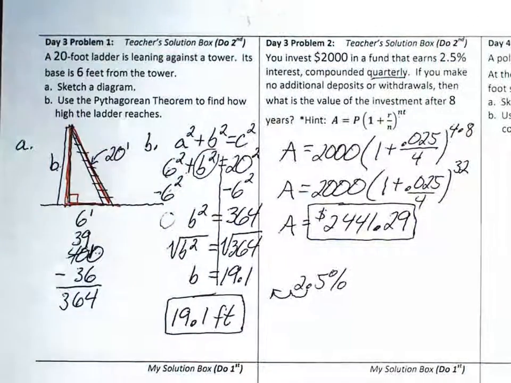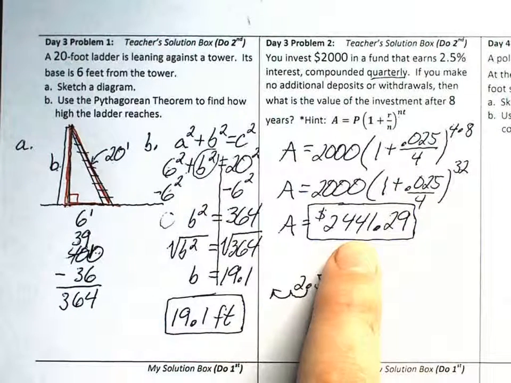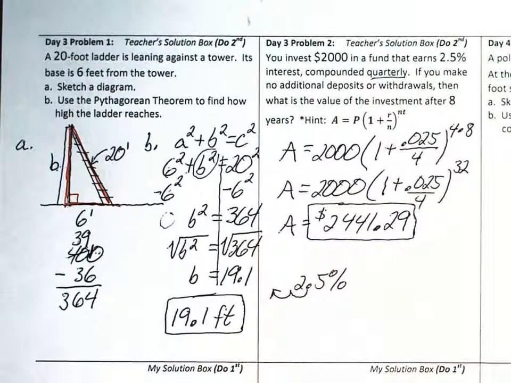We had $2,000, somehow earned it at a job, maybe we received it as a gift. Somehow we had $2,000 that we were able to invest without needing to withdraw the money. And after leaving it in the investment for 8 years, we now have $2,441.29.